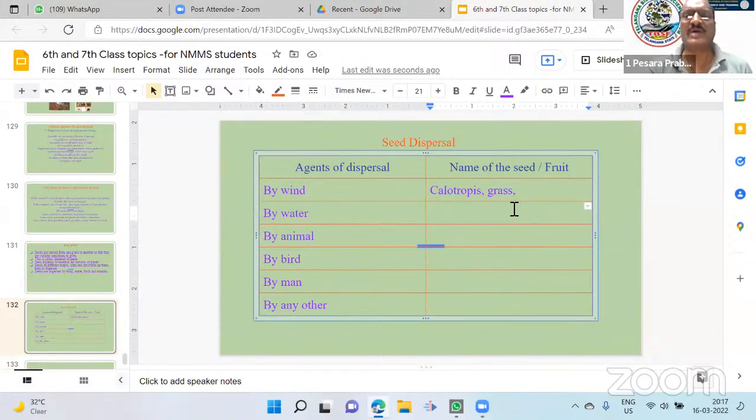Okay, now come on to water, and by water, coconut, and anyone, yeah, lotus, very good. Kalvatamara, very good, right? Next, by animals. By animals, yeah, hairy structures. By animals also, right? Any fruits, any seeds, any flowering. Okay. Next, by birds, any fruits, any seeds, any sticky nature. Okay. Next, by human beings. Okay. And by any other. It means so many types of agents are there for seed dispersal.